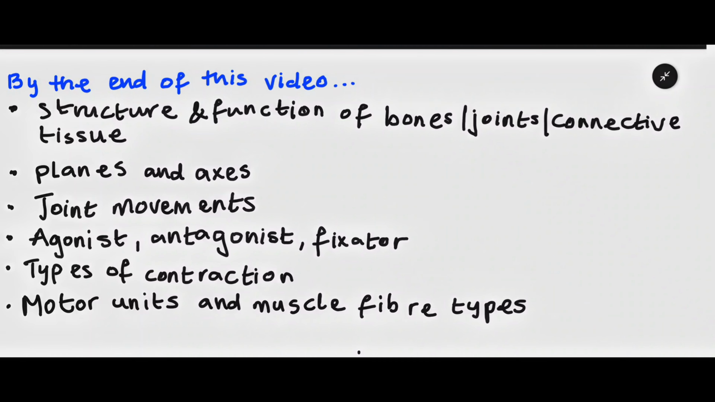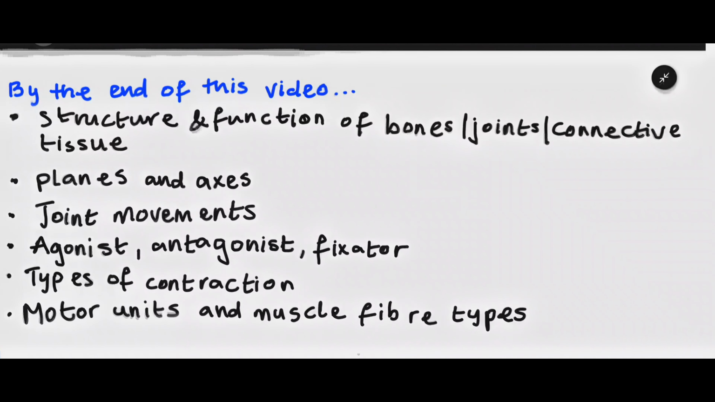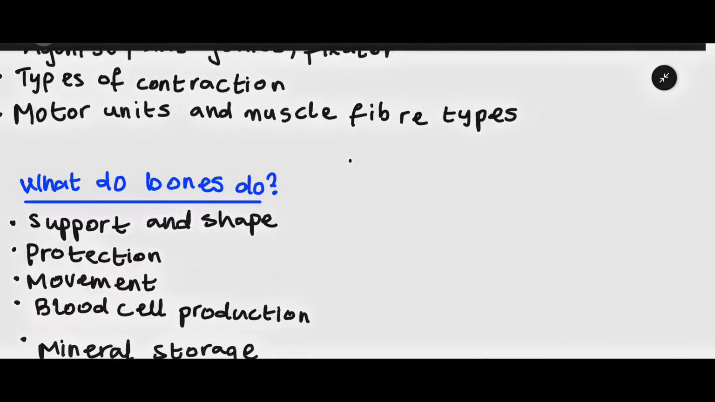Alright, let's lock in. By the end of this video, you'll be able to understand the structure and function of the bones, joints, and connective tissue. We're going to look at planes and axes, joint movements, and how to analyze them. We're going to look at the roles of muscles, so the agonist, the antagonist, and the fixator. We're going to look at the types of contraction and motor units, muscle fiber types, and how they help to create contraction. Okay, let's jump straight into the skeletal system.